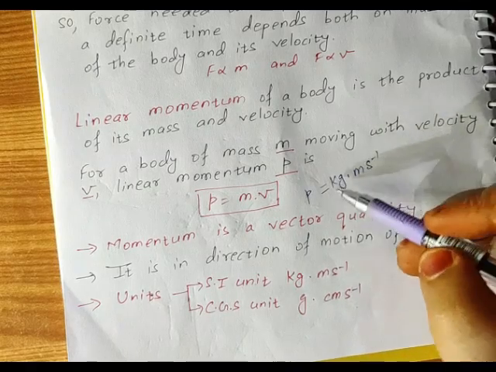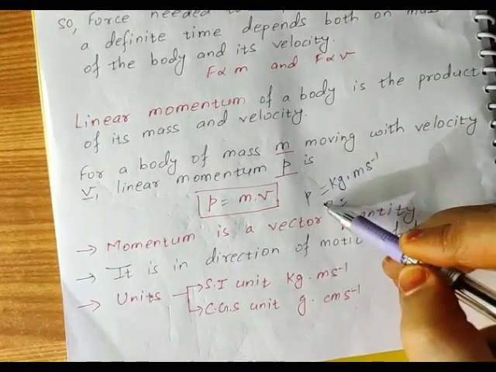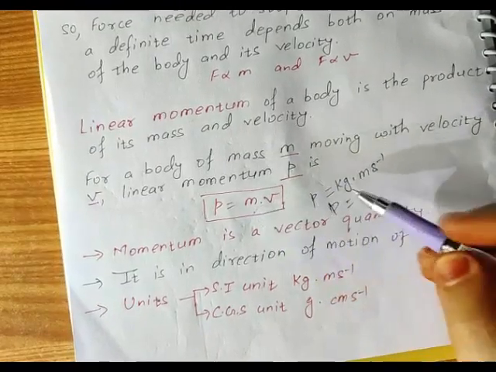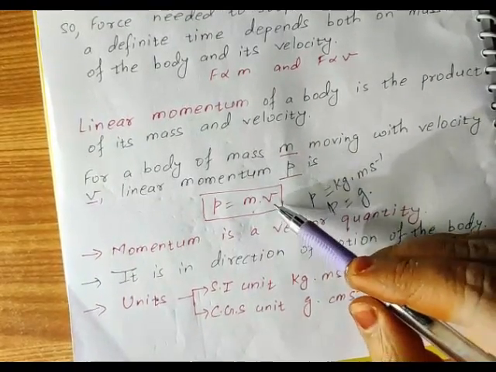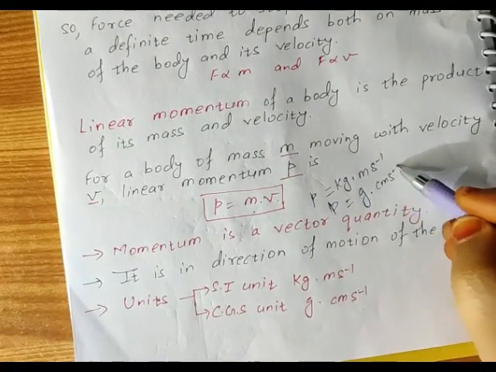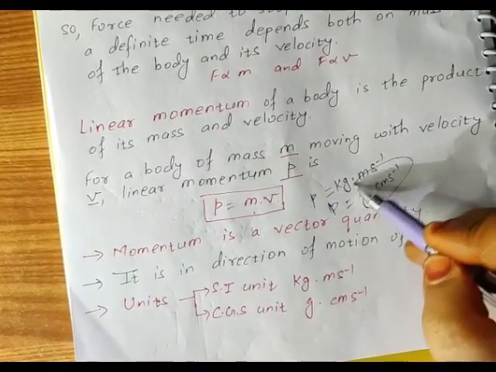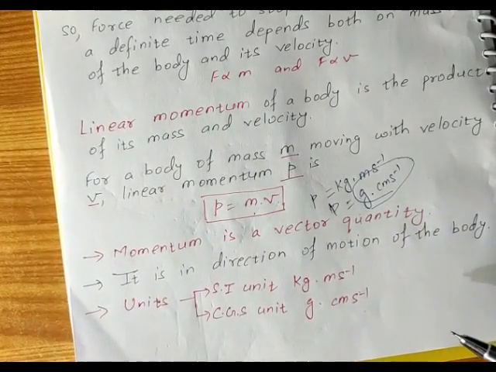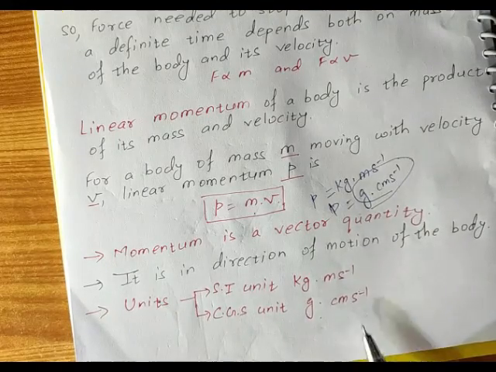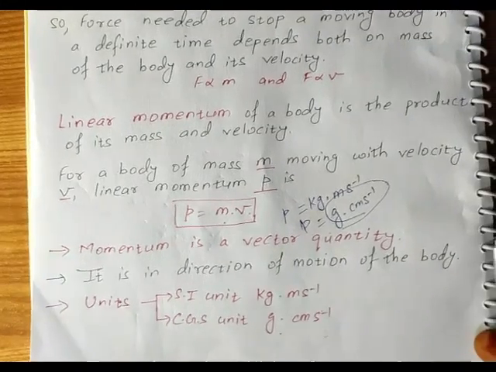Just like that, p is equal to... the CGS unit of mass is what? Gram. And CGS unit of velocity is what? Centimeter per second. So what is the CGS unit of momentum? Gram centimeter per second. Okay children, please note down this.